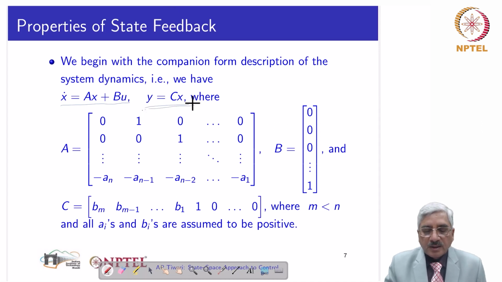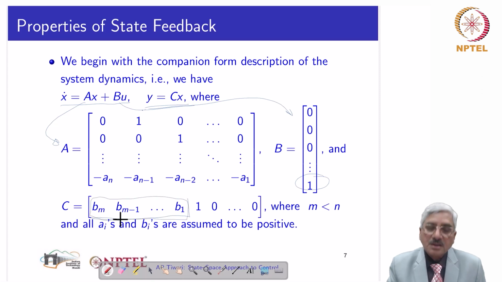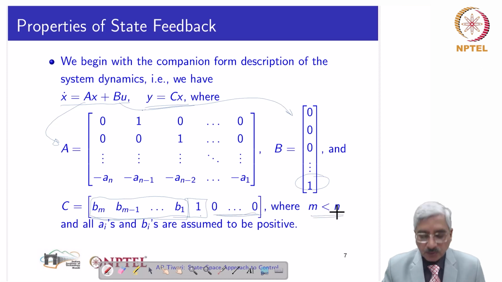along with the output equation y equal to Cx. In this, A is given in the companion form, and the corresponding B matrix has unity only at the last element. C matrix has non-zero entries here, B1 to Bm, before that 1, and the rest all 0, m is less than n. Generally this is the situation.